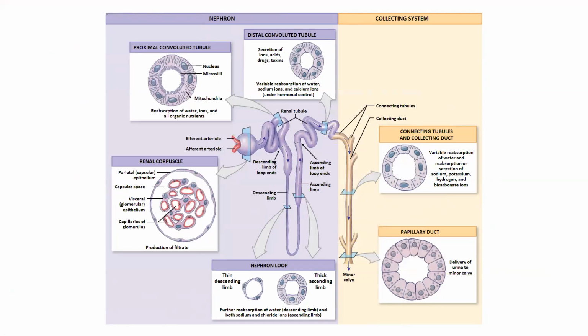Now let me just backtrack here. Some students often get confused when I say filtered. Filtered means that we're going to pass this blood through some sort of sieve or semi-permeable membrane. And semi-permeable means that some things are going to go through and some things are not. That's what a filtrate is.